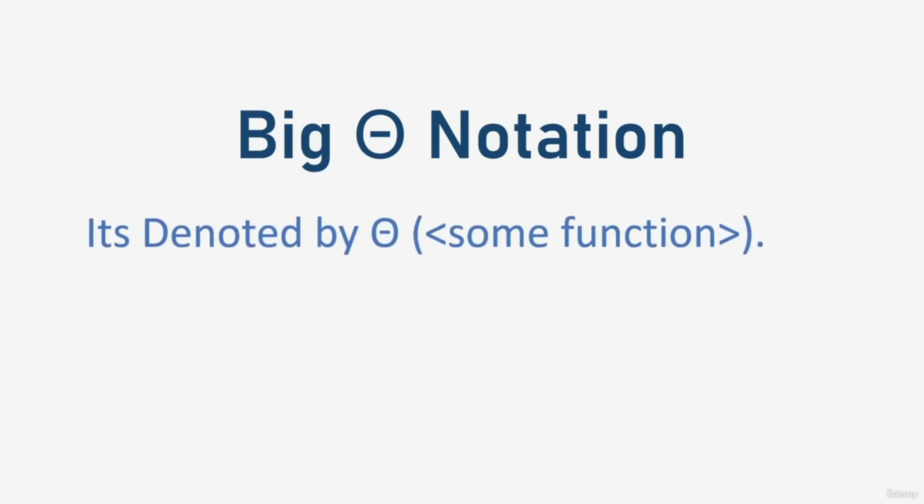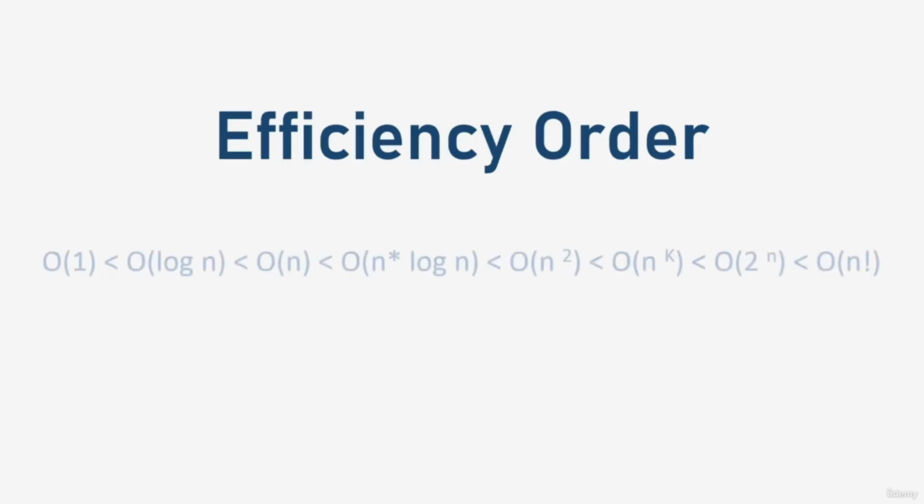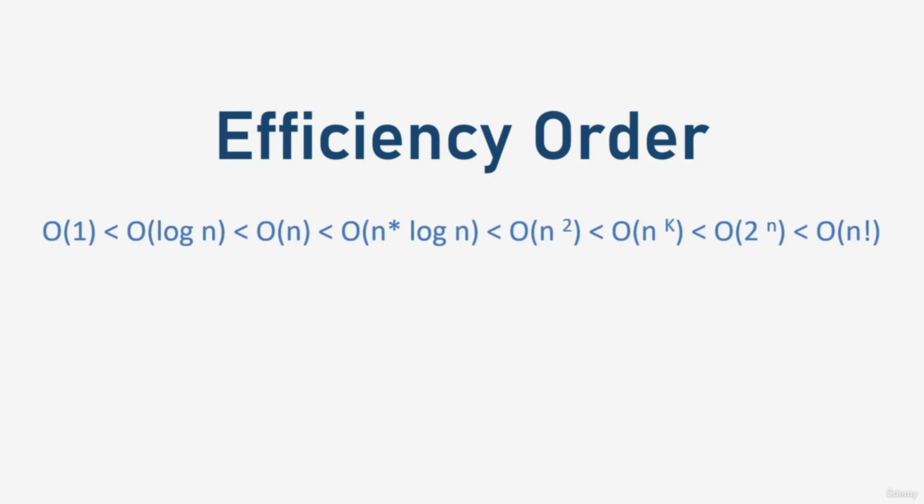The next notation is big theta notation. It is represented by the big theta symbol, which is often used in geometry, and it is a tight bound or exact time complexity of an algorithm. Here is the common efficiency order of some functions. It is seen that the constant function has the lowest time complexity and the factorial function has the highest time complexity, and the other functions lie between them.